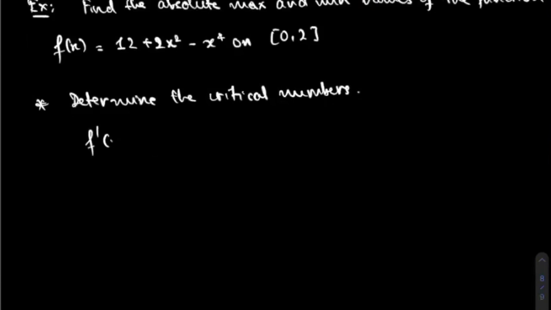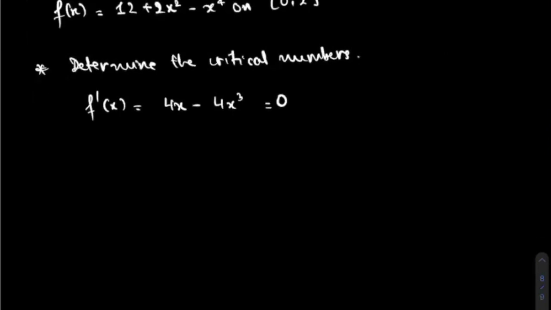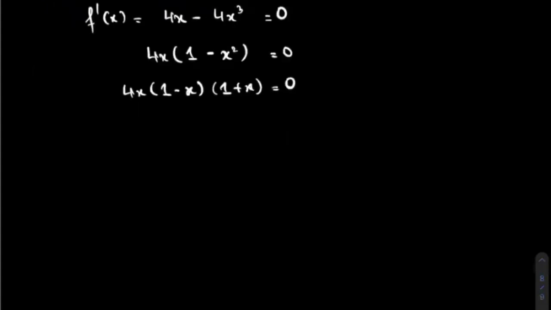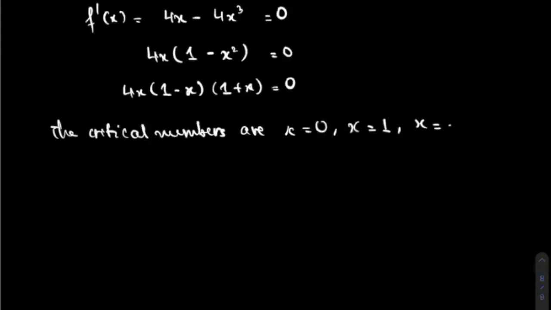So take the first derivative of the function. You have 4x minus 4x cubed. Set that equal to 0 and you solve for x. So 4x is the common factor in this case. Left with 1 minus x squared equal to 0, or 1 minus x times 1 plus x equal to 0. So the critical numbers are x equal to 0, x equal to 1, and x equal to negative 1. So that's the critical numbers.